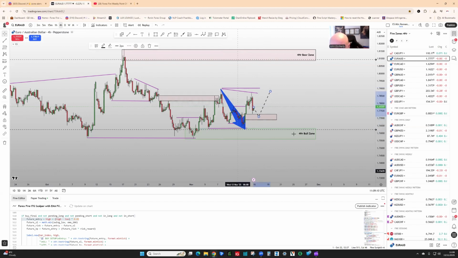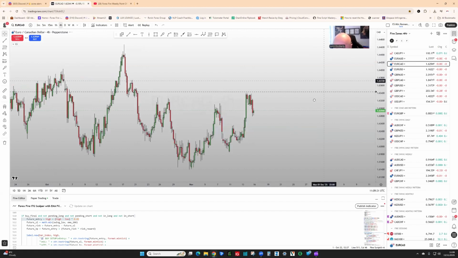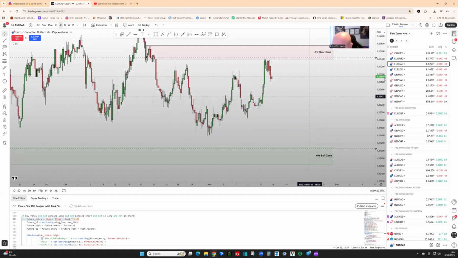We do have the last point of true mitigation on this particular area, for if it does want to push down into here and I get a trigger alert, I'll be looking for a pattern. Okay, so that's where I'm at with this at the moment on the Euro Aussie. We'll go to the Euro Cad. It's technically a little bit of the same, to be fair.